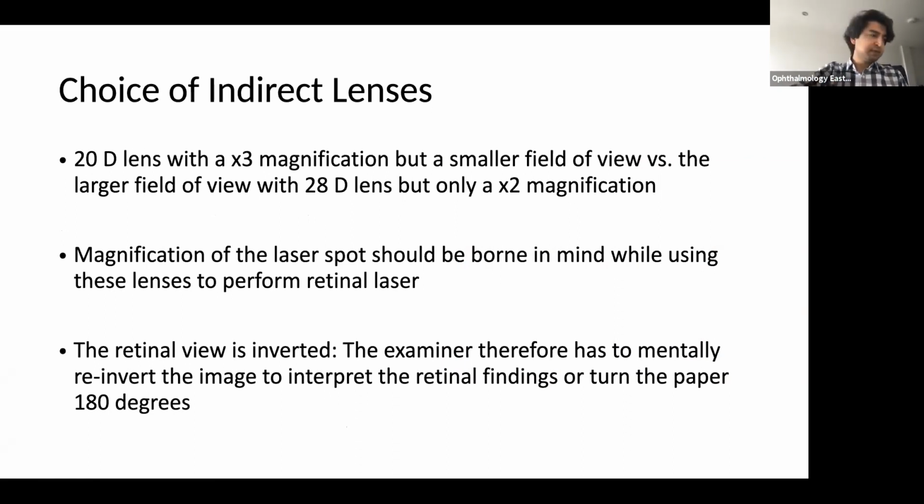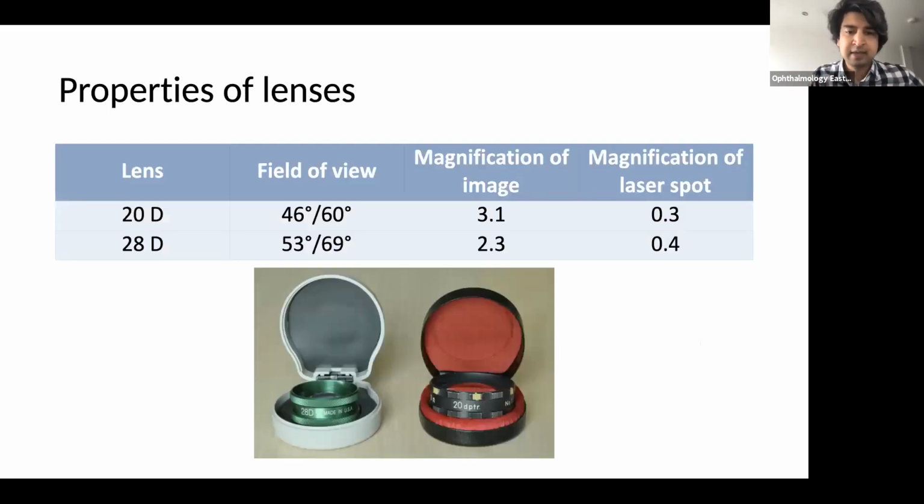A very useful tip for any practitioner is draw what you see. Just turn the paper upside down 180 degrees and just draw what you see. And then you don't have to flip things around in your brain, because all the images from the slit lamp examination and the indirect are inverted. So these are the values, once again, in terms of field of view, magnification, and then if you're ever going to do any laser with these, then that's worthwhile knowing in terms of the magnification of the spot size.